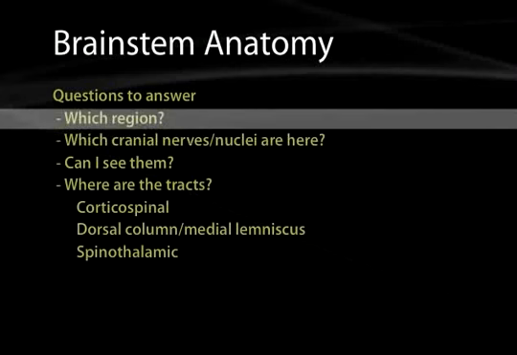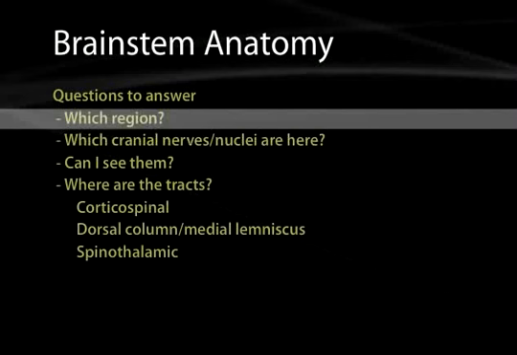The first thing to do when you see a brainstem section, the next thing after not panicking, is to ask, which region am I in? Okay, and I'm going to give you some landmarks that you can look at that will be tried and true so that you can say, I am absolutely in the midbrain, or I am absolutely in the pons, or I'm absolutely in the medulla. And that will help a lot.